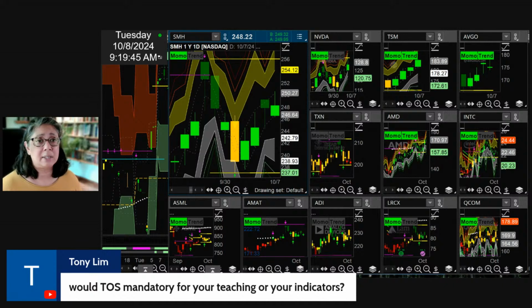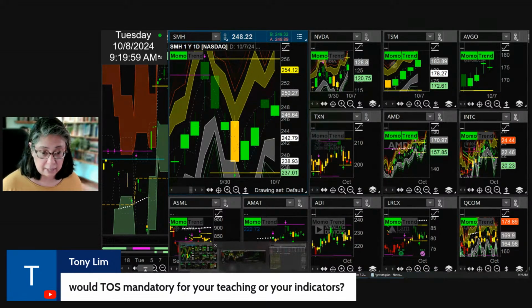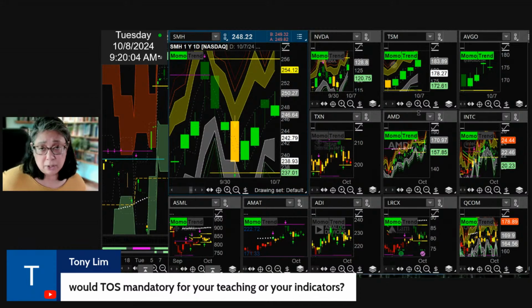And Tony asks, is TOS mandatory for my teaching or indicators? No, Tony, I support 2 platforms. One is, of course, Thinkorswim. It's the most popular here at Simpler amongst the entire community. And the second one, though, is broker agnostic. And I'm a huge fan of that, and that is the TradingView platform. So the two platforms that I support with my indicators and in my room are Thinkorswim and TradingView. You can trade with whomever you want in terms of TradingView just being a charting platform, and a really great one at that. So TradingView and Thinkorswim.